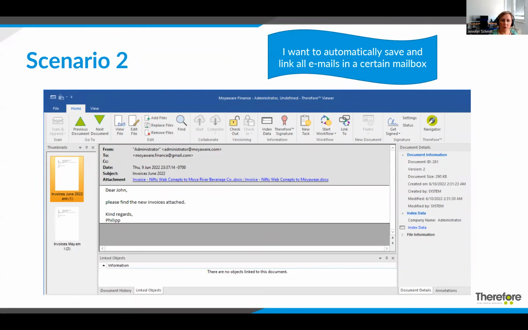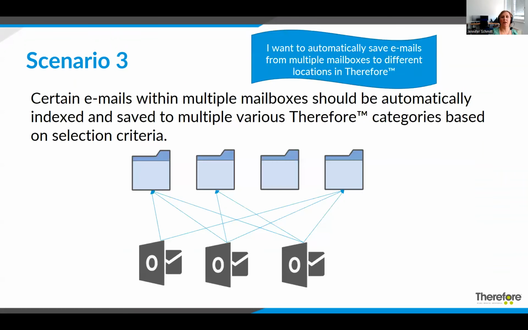Let's move on now to scenario 3. So scenario 3 is that certain emails within multiple mailboxes should be automatically indexed and saved to multiple various Therefore categories based on selection criteria. This scenario requires the use of the Therefore connector for Microsoft Exchange Server. This is also a paid option that must be purchased separately since the functionality and flexibility goes beyond standard Therefore features.